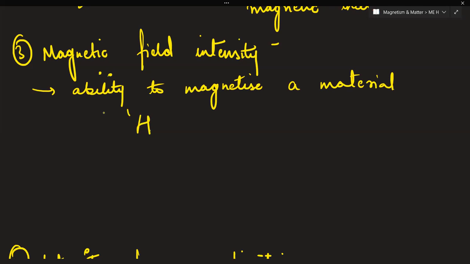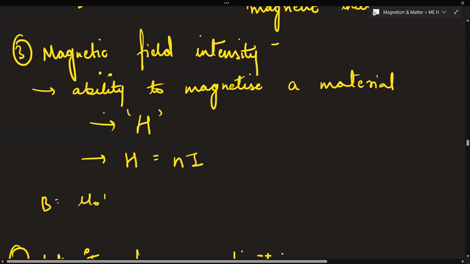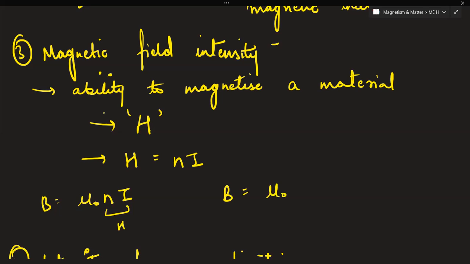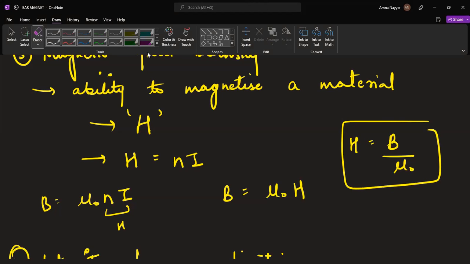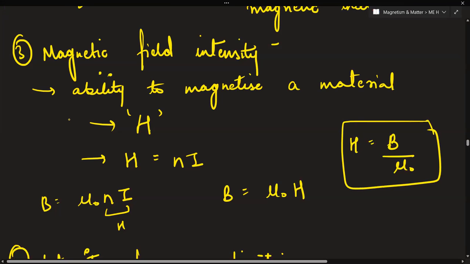It is represented by the symbol H, and the formula of H is the number of turns per unit length multiplied by the current. This is the formula. So if B is equal to mu naught n i for a solenoid, this term is now H. So you can also write B naught is equal to mu naught into H. One more formula of H: this becomes B naught divided by mu naught. This is the formula of magnetic field intensity.